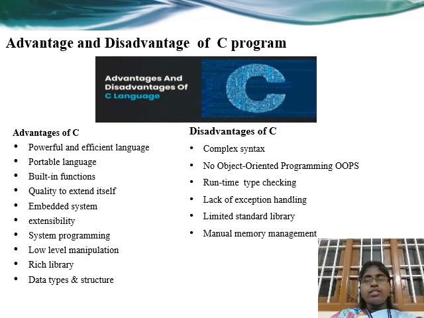Advantages and disadvantages of C programming. What are the advantages? It is a powerful and efficient language, a portable language, with built-in functions and the ability to extend itself, embedded systems, extensibility, system programming, low-level manipulation, and it has rich libraries, data types and structures. These are the advantages of C. The disadvantages of C: it has complex syntax, there is no object-oriented programming, no runtime type checking, lack of exception handling, limited standard libraries, and manual memory management. These are the disadvantages of C programming.